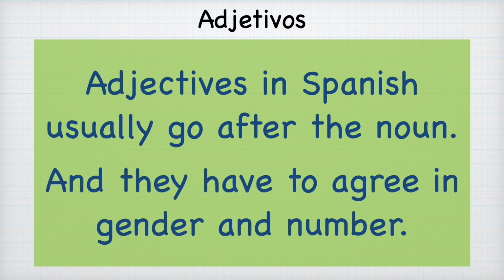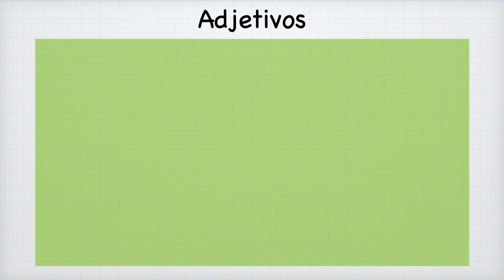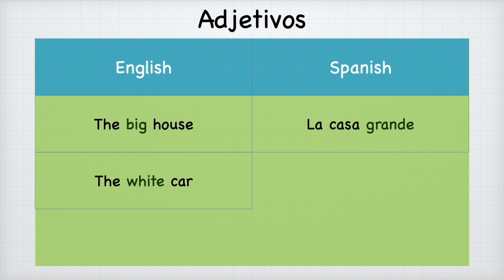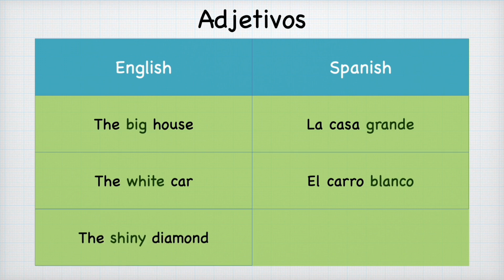The second thing is that the adjective has to agree in gender and number with the noun. Let's look at some examples. The big house would be la casa grande. You can see how big, which is grande, has been moved after the noun, after casa. The white car in Spanish would be el carro blanco. The shiny diamond is el diamante brillante. So you can see the adjective comes after the noun in Spanish.